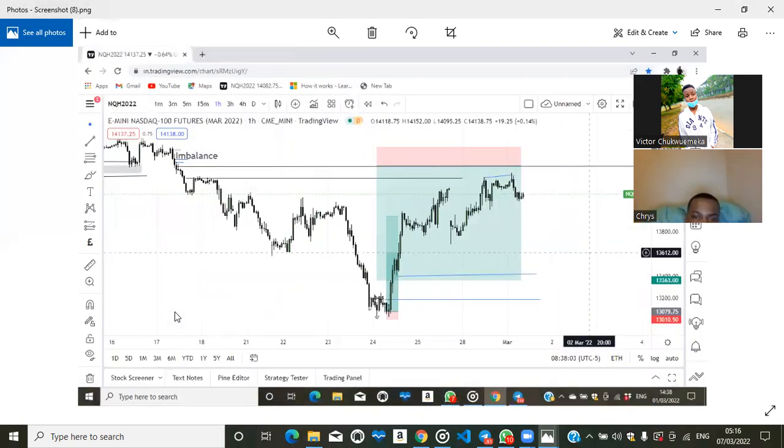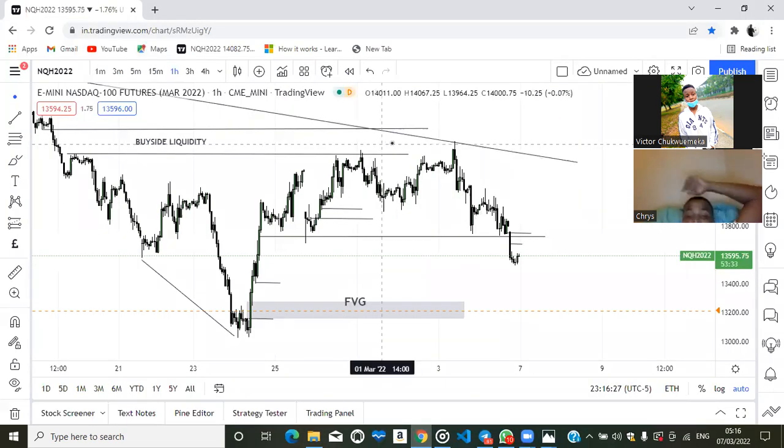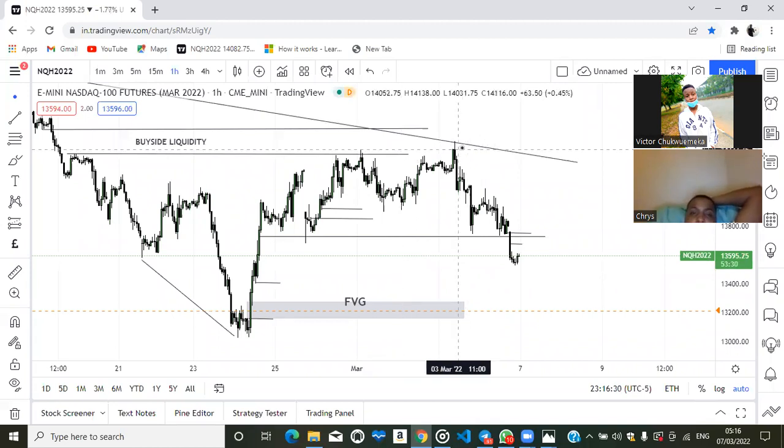This is the buys, and this was the sells on NAS. These sells I was telling you about. So this was the imbalance, and boom, the sells from here. You can see it. These sells were the charts I sent out.